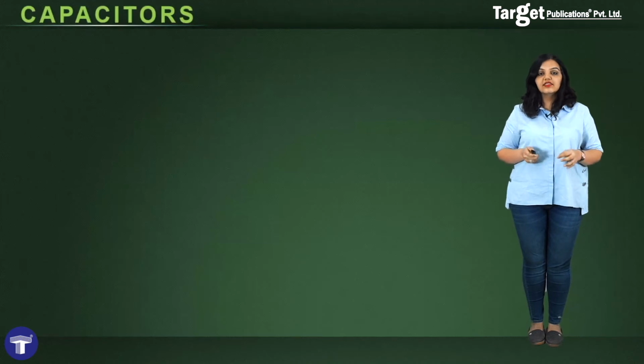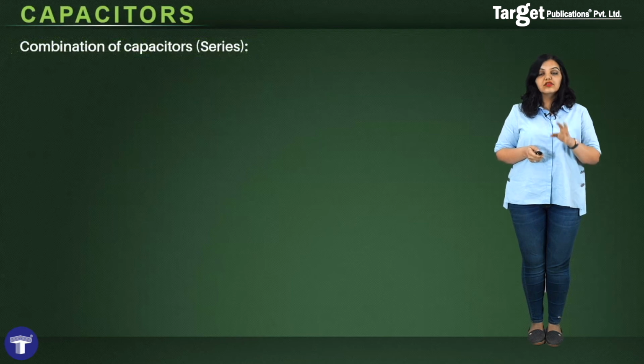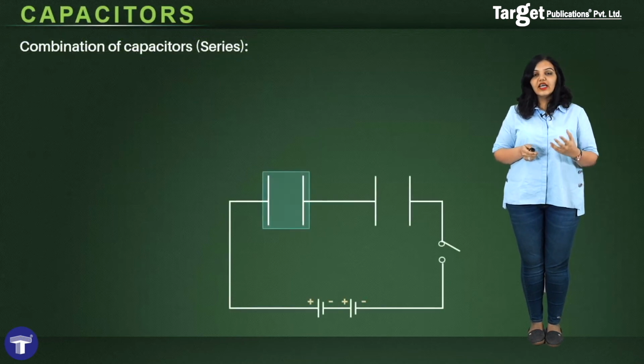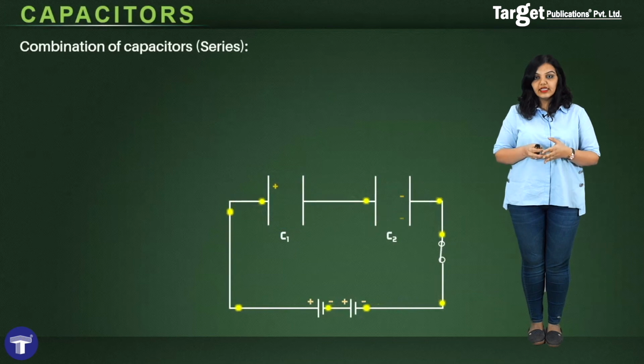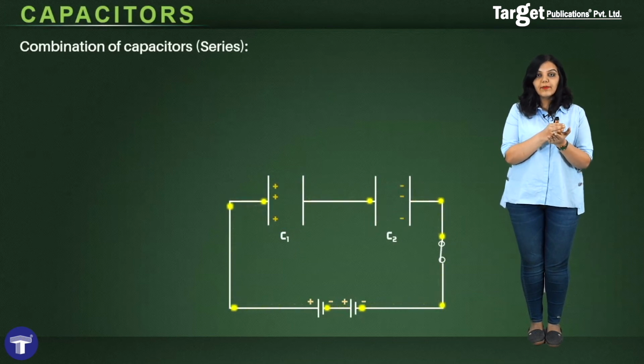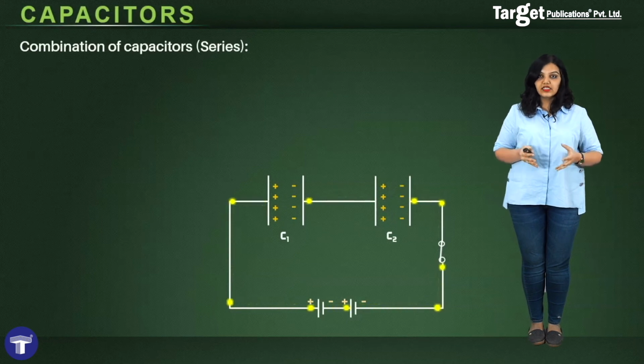Now just like resistors, capacitors can also be combined in a series or parallel combination. So let's first take a look at the combination of capacitors in a series combination. If I have two capacitors, say C1 and C2, and I connect them in a series combination, I can see very clearly that one end of the first capacitor is connected to the second end, and therefore this is the definition of a series combination.